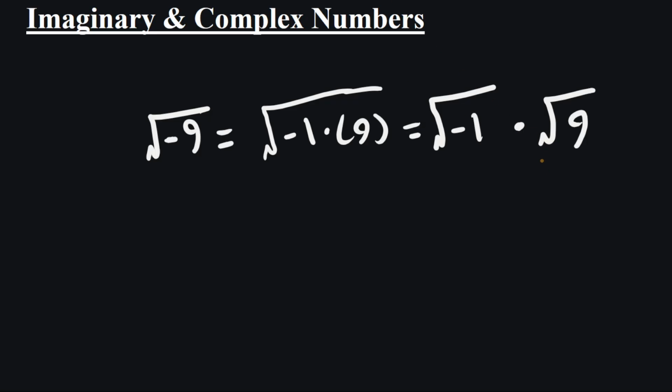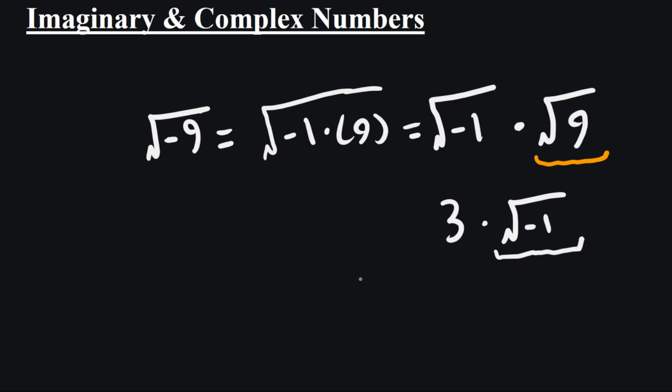And we know what the square root of 9 is. The square root of 9 is 3. That's 3 times the square root of negative 1. But now we're stuck on the same problem. What's the square root of negative 1? It seems like no matter what two numbers I multiply, I can't get a negative number.